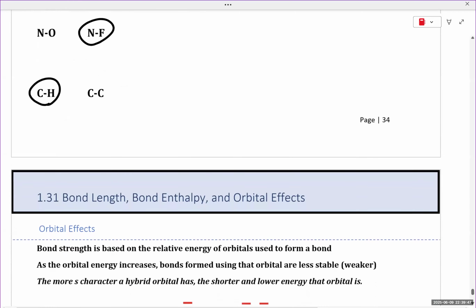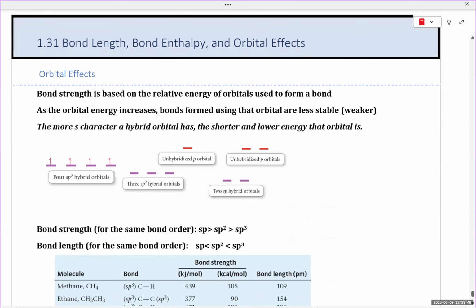Okay, let's now talk a little bit about bond length, bond enthalpy, and orbital effects. And this really ties everything together that we've been discussing. Bond strength is based on the relative energy of orbitals used to form a bond. As orbital energy increases, bonds formed using that orbital become less stable. They're weaker.